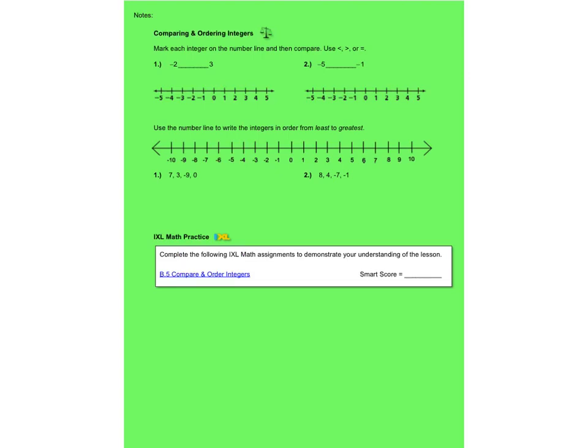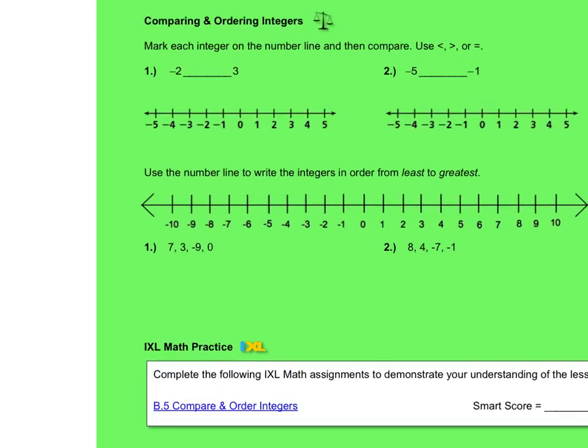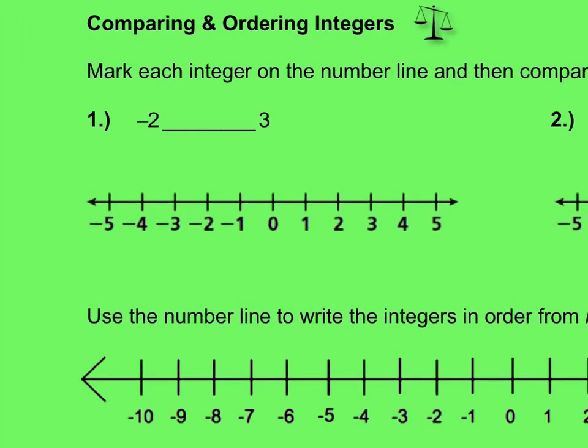So here we're going to compare and order, and we're going to use a number line for that. I do want you to mark your answers on the number line, and I want you to put greater than or less than. So let's mark negative 2 on the number line. Negative 2 is right there. Okay? Positive 3 is right there.